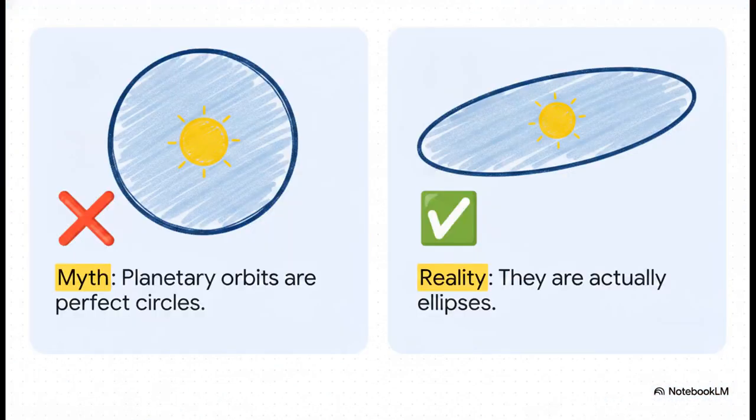Crazy, right? All right, let's do a quick pop quiz review to bust the most common mistakes students make. The myth: planetary orbits are perfect circles. The reality: they are actually ellipses. Even if some orbits look nearly circular to the naked eye, geometrically, they are always stretching into ellipses.